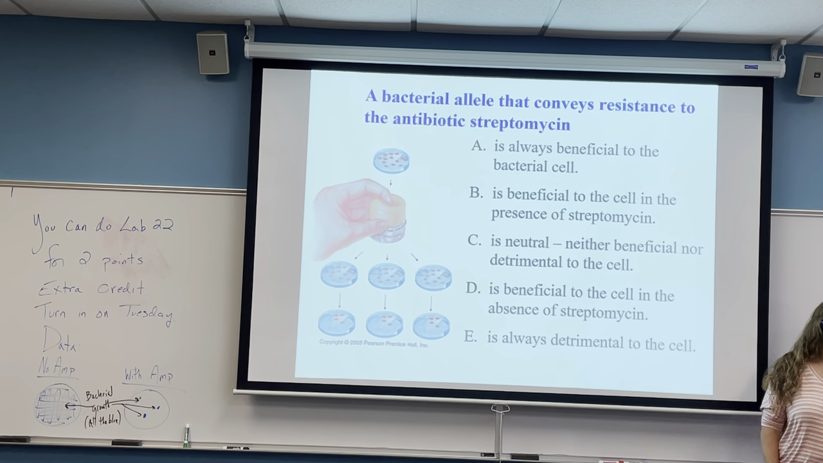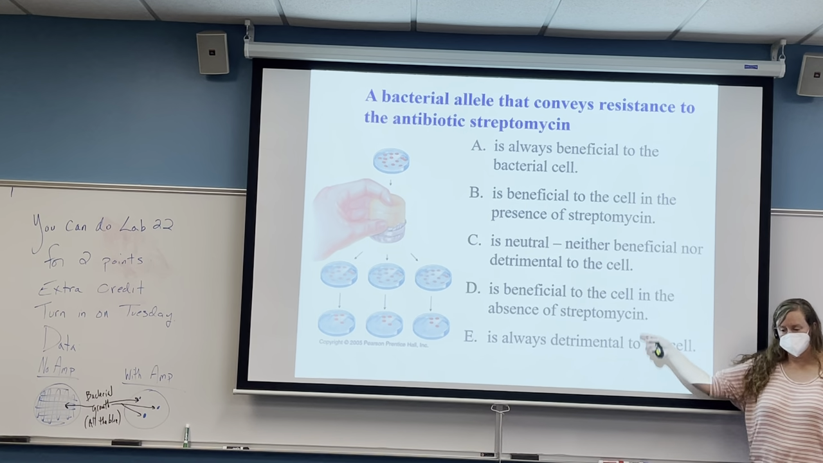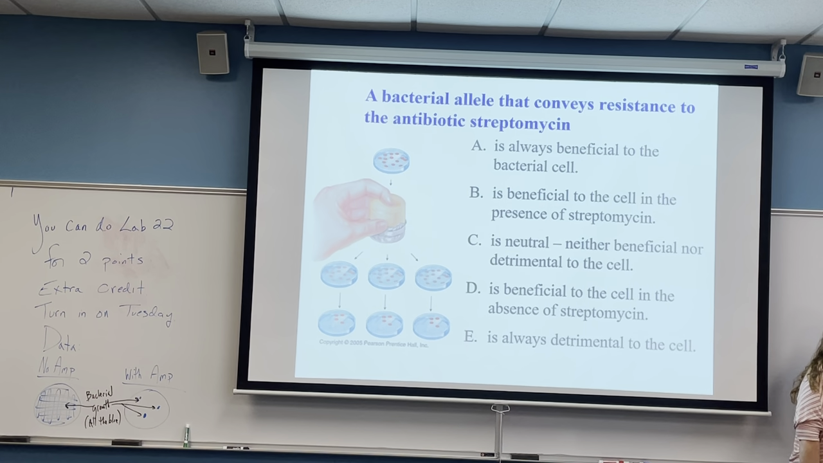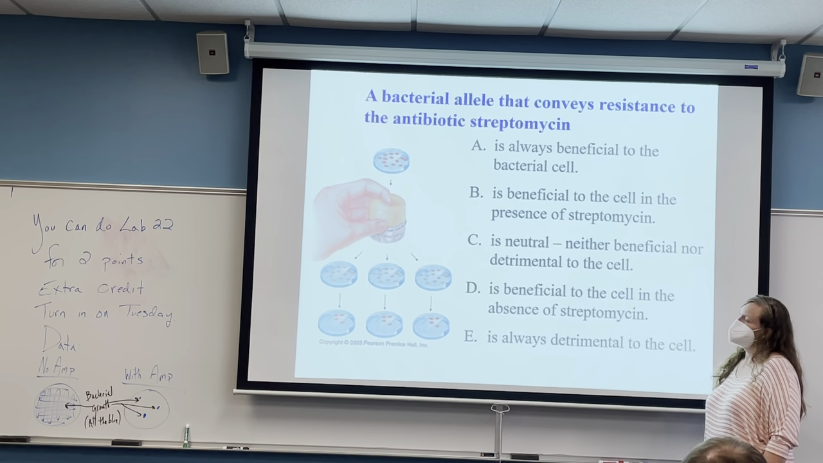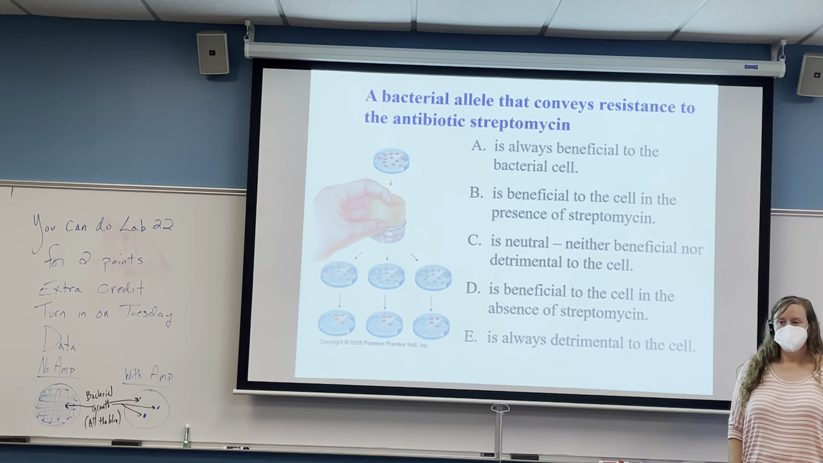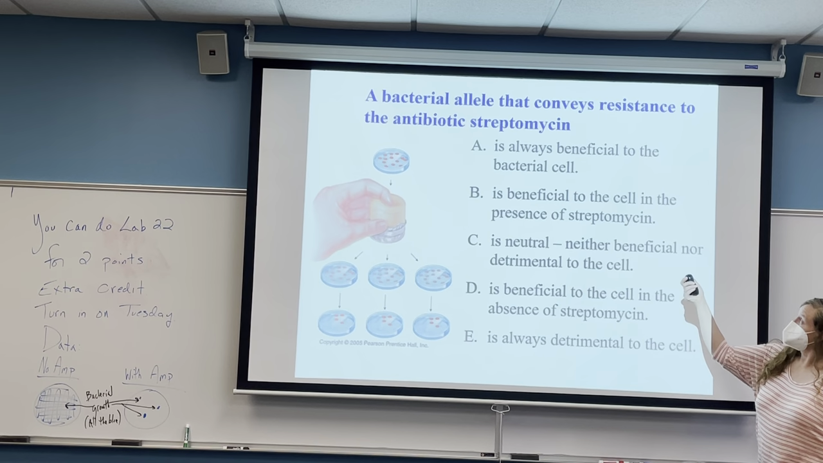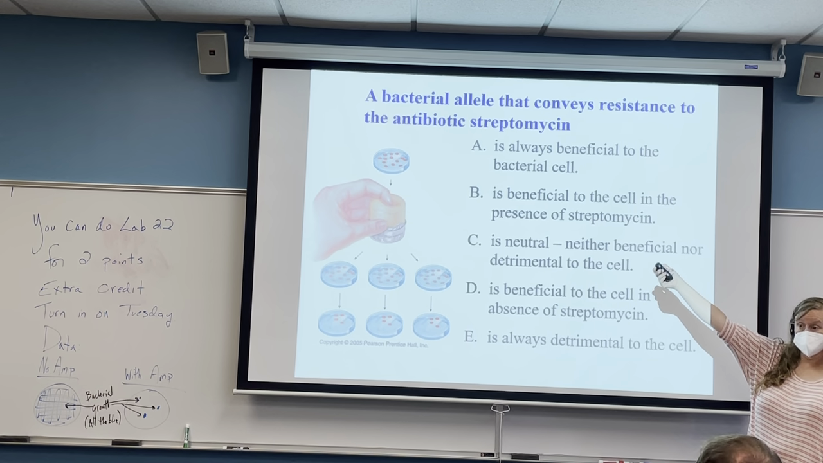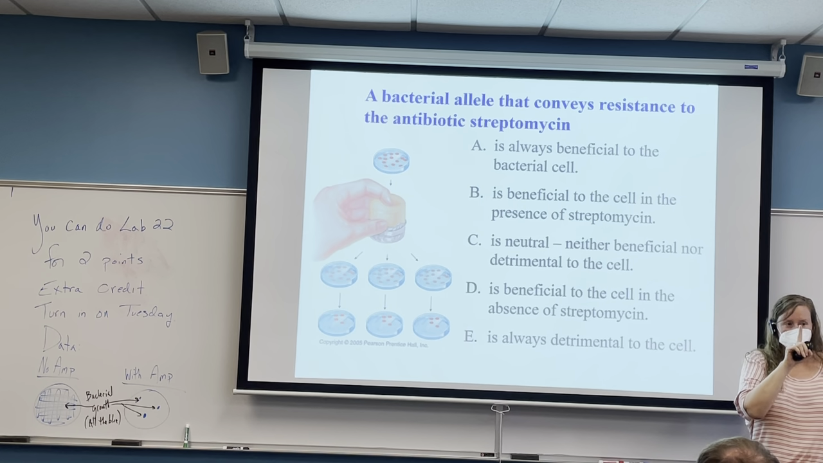So, a bacterial allele that conveys resistance to the antibiotic streptomycin. Give yourself a chance to read this. I'm going to tell you the one that the student who doesn't fully understand this chooses. A is incorrect. While they have that mutation, what if they never encounter streptomycin? It doesn't do anything for them, right? So having the resistance to streptomycin, is it always beneficial to that bacteria? It is only beneficial when that bacteria is in the presence of streptomycin.